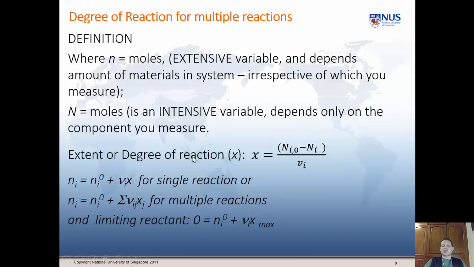So the extent or degree of reaction, little x, is n, let's say moles, as that's what the slide says, the number of moles of species i at time 0 minus n, the number of moles of species i at t equals t, divided by the stoichiometric coefficient of i. And it follows from that.